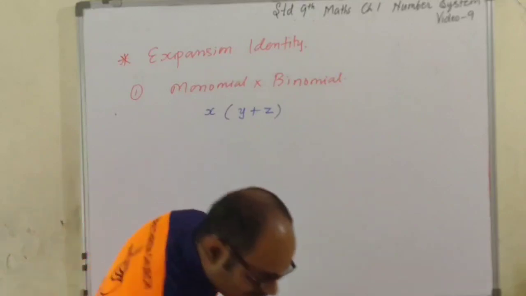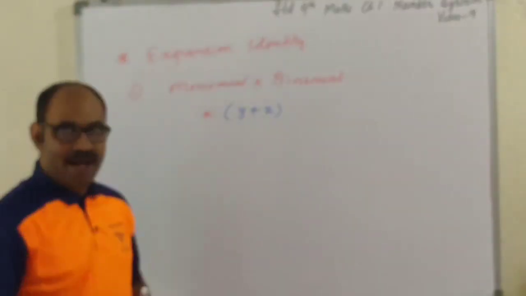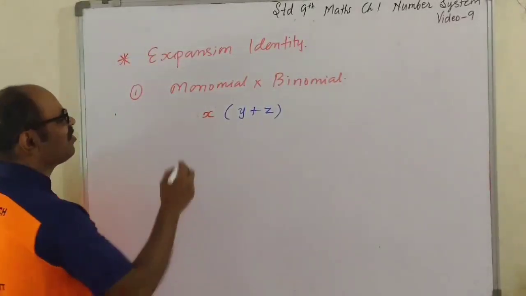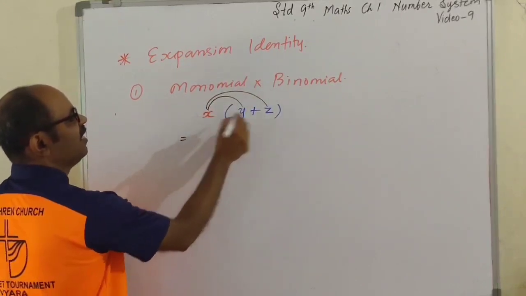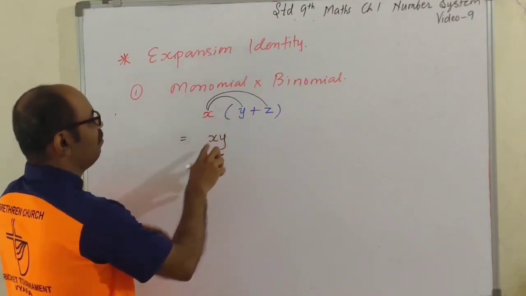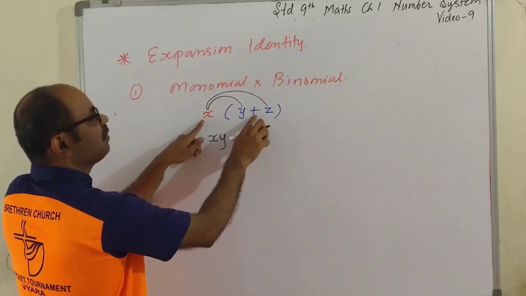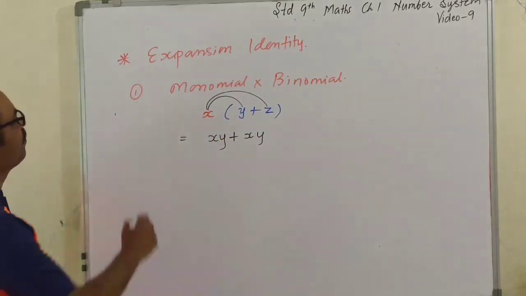X is monomial. The red part that you see is monomial and the blue part that you see is binomial. How do you expand? Distributive law. X is distributed with both y and z. So x into y, xy. Same sign, plus x into z, xz, plus, so plus. Alright, this is the expansion.